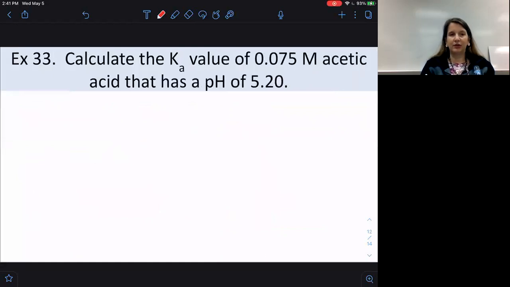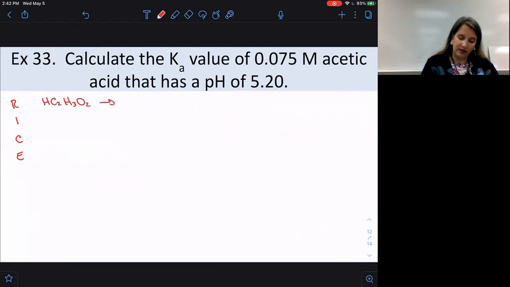Okay, let's take a look at example 33. Calculate the Ka value of a 0.075 molar acetic acid that has a pH of 5.20. So this one's a little bit different because we're trying to solve for the Ka value. It says Ka, so I'm going to make a little rice table here for a second. And acetic acid is HC2H3O2. When it ionizes, it makes H plus because it's an acid, and then the polyatomic anion of acetate.